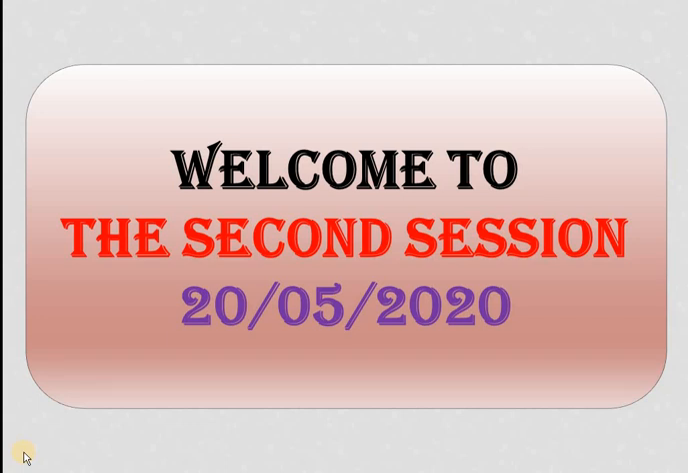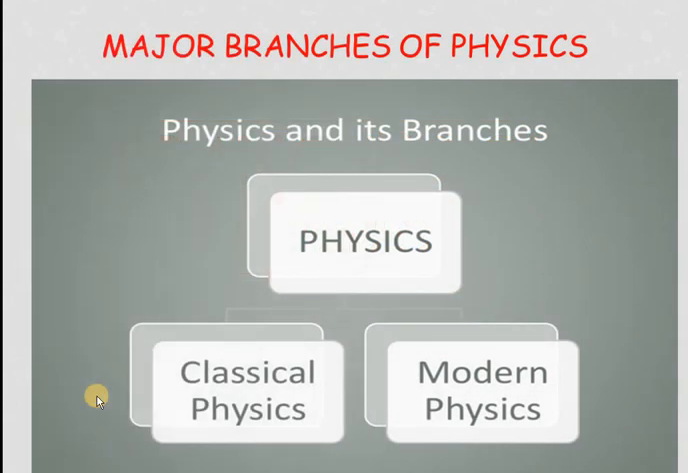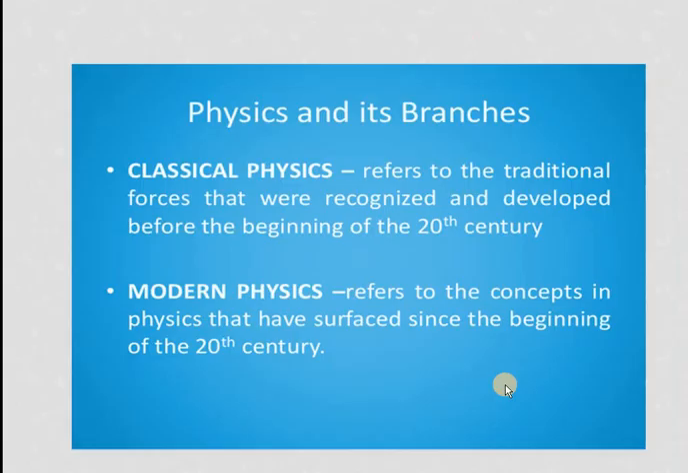In our first session, we discussed the importance of physics in our daily life, and I explained why we have to study physics. Today, we will see the different branches of physics. Now, physics is broadly classified into two groups: classical physics and modern physics. Now we will see the difference between classical physics and modern physics.